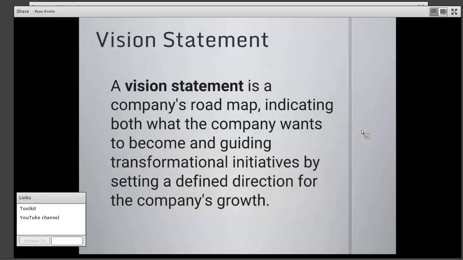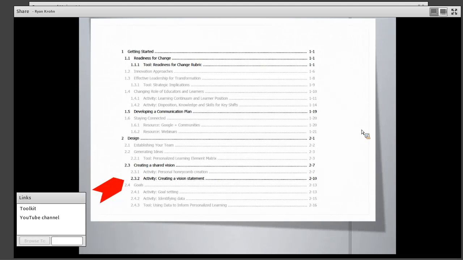We get into vision statement. We talk about a vision statement as a company's roadmap, indicating both what the company wants to become and guiding transformational initiatives by setting a defined direction for the company's growth. A vision statement really allows us to have the idea of strategic intent. We might not have the resources and supports right now to deliver on that vision, but along the way, we're going to continue to take strategy to move towards that vision, growing and supporting our work moving forward.